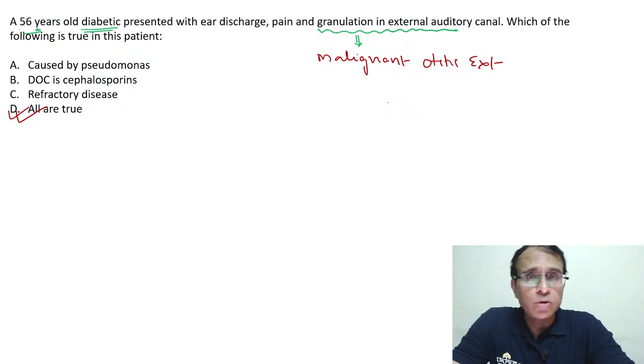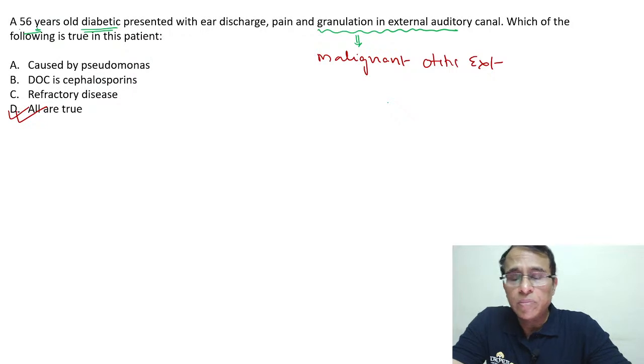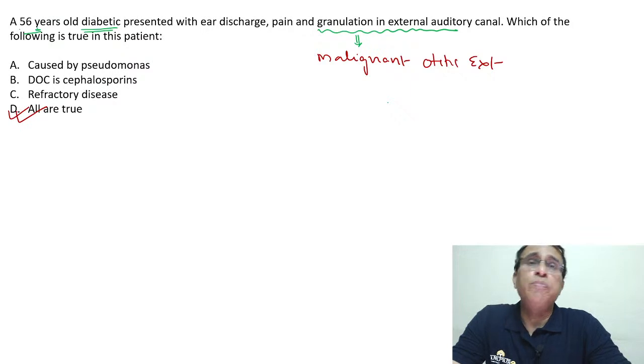Now, a very similar question gets asked very commonly, almost every alternate or third paper, almost a 25 to 30% chance that you will get a very similar question. If you look at the last 10 years, almost every second or third question paper has a similar question on malignant otitis externa, and either they'll ask you the pathogen, or the investigation of choice, or the drug of choice, or the complication, things like that.